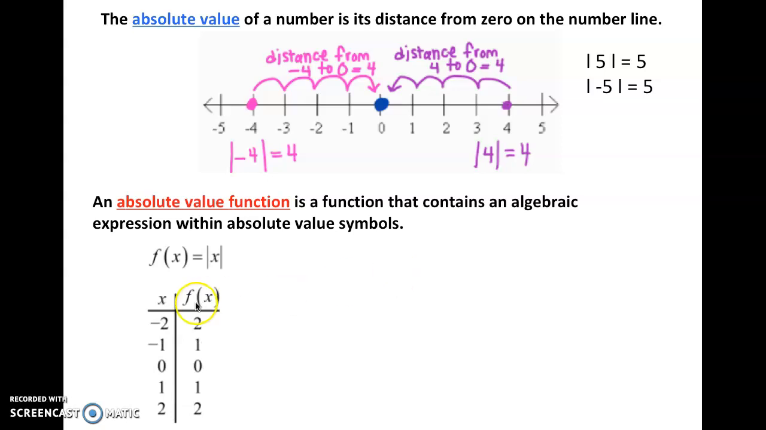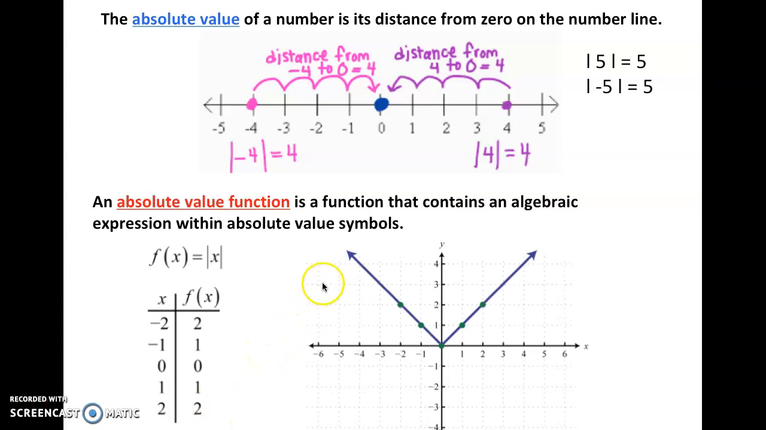This table for this particular function would look like this. So we have the absolute value of -2 would be 2. The absolute value of -1 would be 1. The absolute value of 0 would be 0. The absolute value of 1 would be 1. And the absolute value of 2 would be 2. Your graph would look similar to a quadratic graph, except it comes to a point. So basically what you have here is you have a minimum and a vertex at the origin.